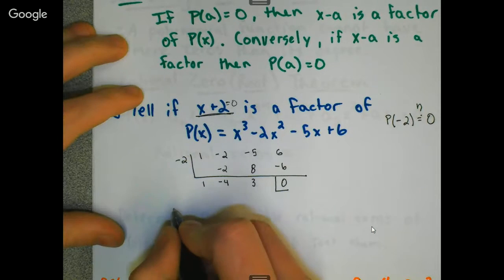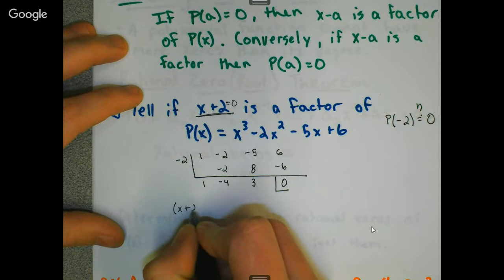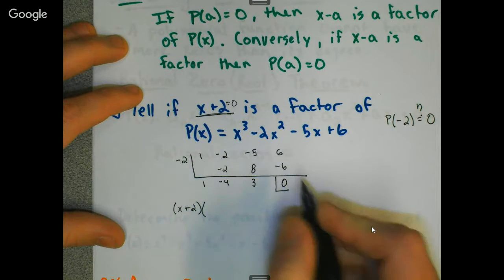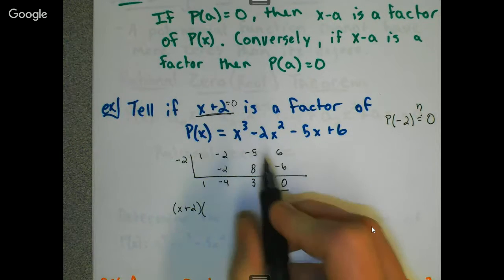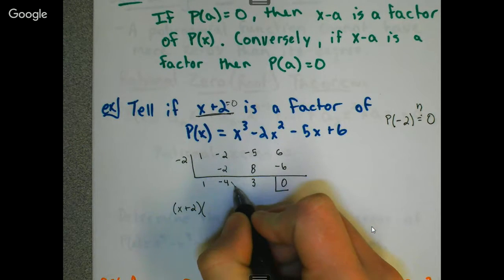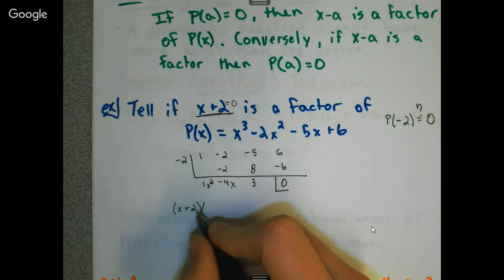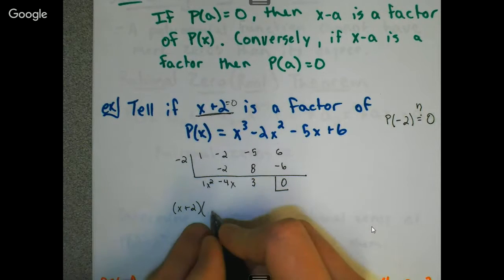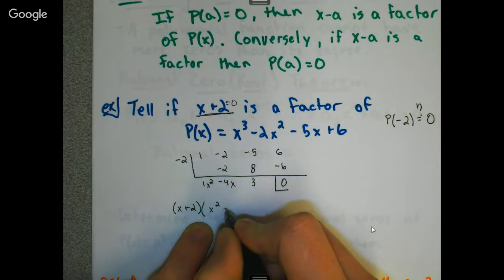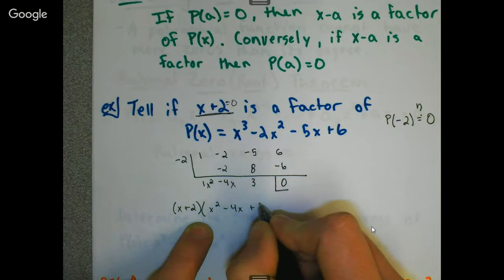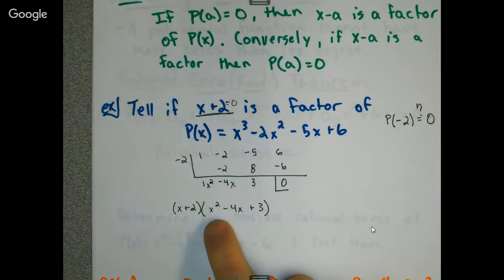So when I pull out x plus 2, what do I have left? Well, this is my remainder, this is my constant, that gets x, and this gets x squared. So I will write x plus 2, which is what I divided by, times x squared minus 4x plus 3. Now let's see if we can factor this. Factors of 3 that add to 4.